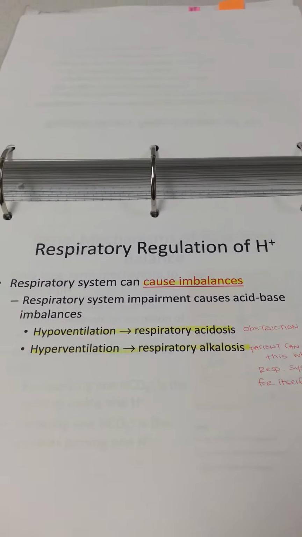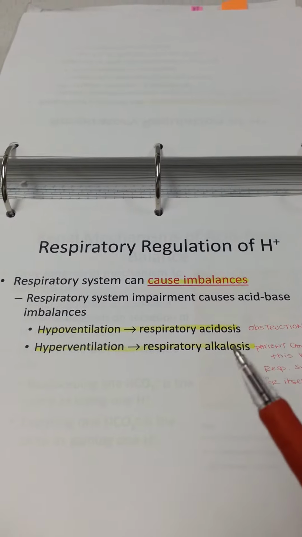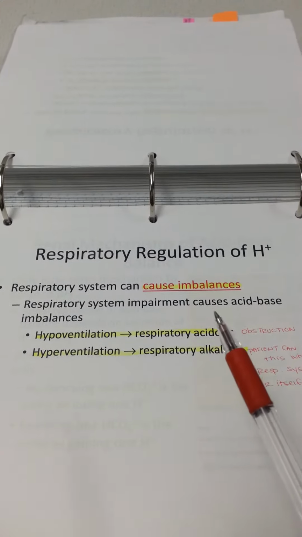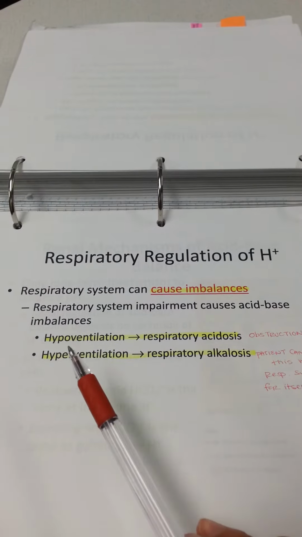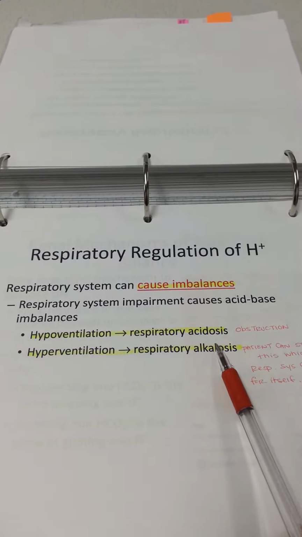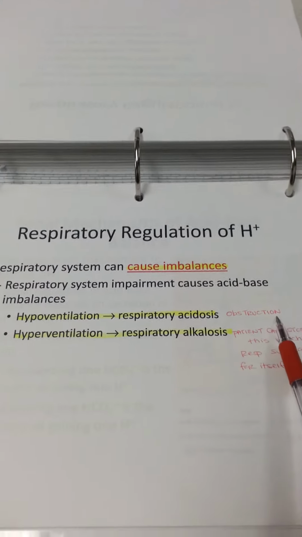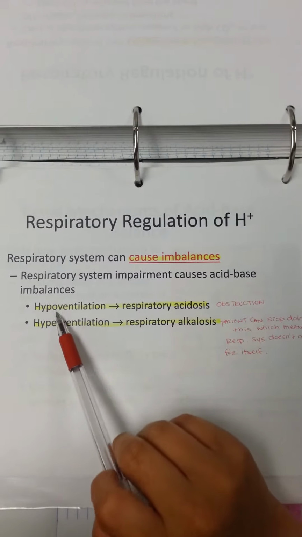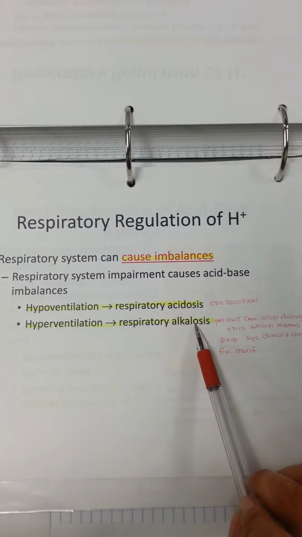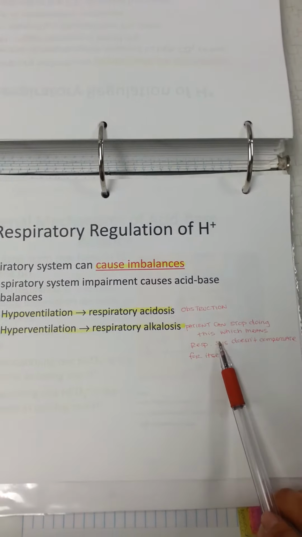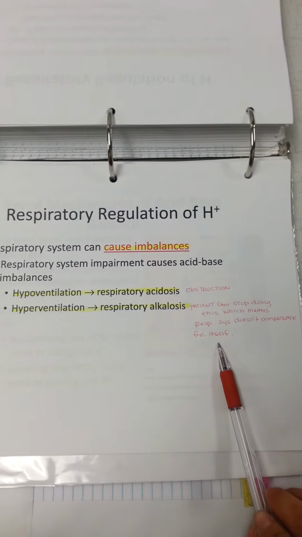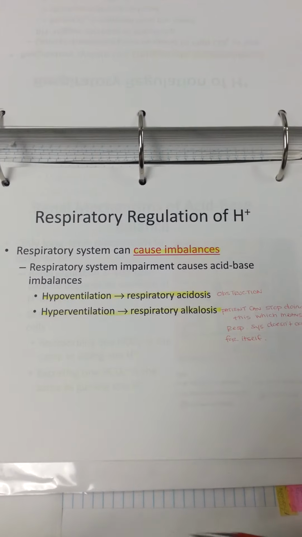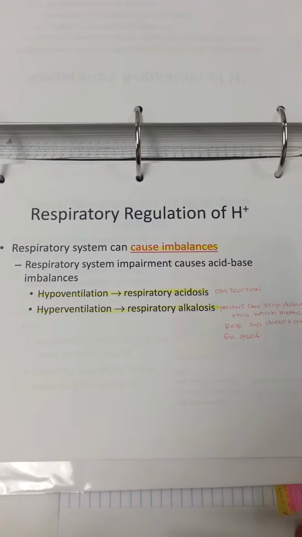Okay, so the other thing the respiratory system does is it can cause imbalances. So it can compensate and it can cause imbalances. Respiratory system impairment causes acid-base imbalances by hypoventilation, respiratory acidosis, that is obstruction. And then hyperventilation is respiratory alkalosis. Now, the patient can stop doing this, which means the respiratory system does not compensate for this, okay? Like I said earlier, the respiratory system can compensate or it can cause imbalances, all right?